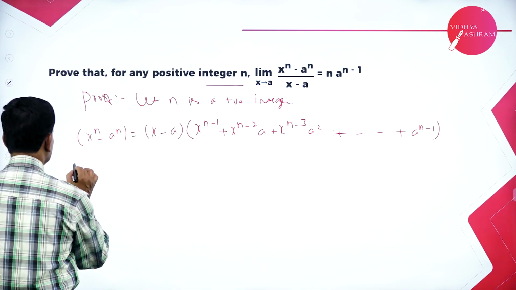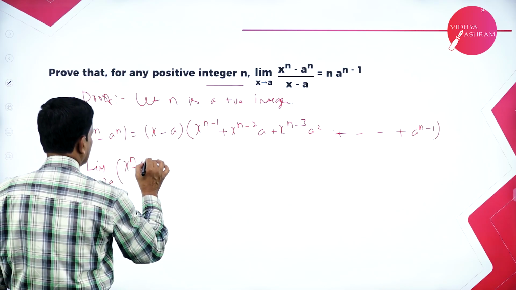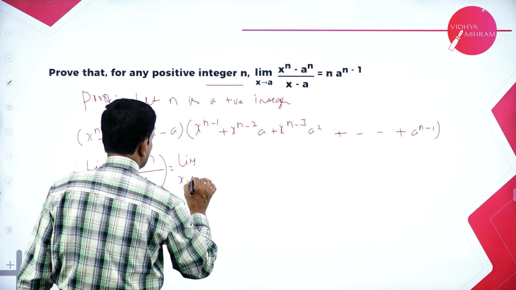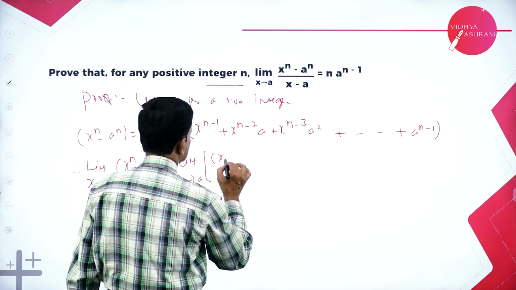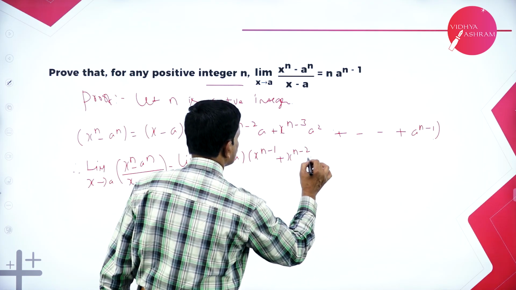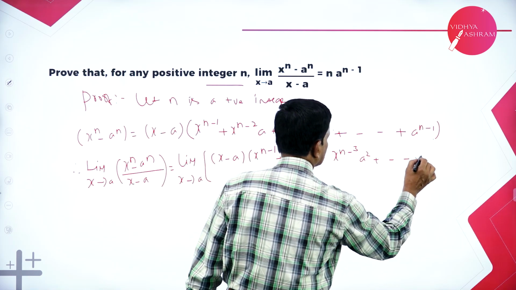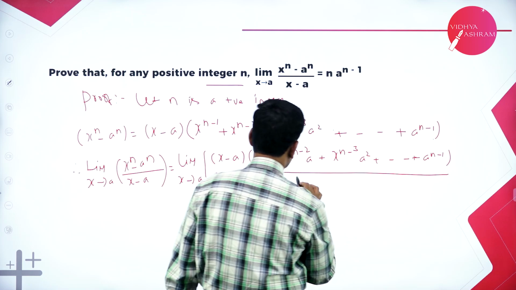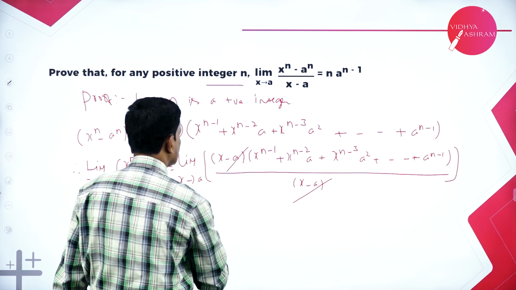Right. Now substitute here. So limit x tends to a of x raised to n minus a raised to n by x minus a can be written as limit x tends to a of, in the numerator, x raised to n minus a raised to n written as x minus a into x to the power of n minus 1 plus x to the power of n minus 2 into a plus x to the power of n minus 3 into a square, etc. The last term is a to the power of n minus 1, whole divided by x minus a. Now cancel the terms which get cancelled. So here x minus a and x minus a get cancelled.